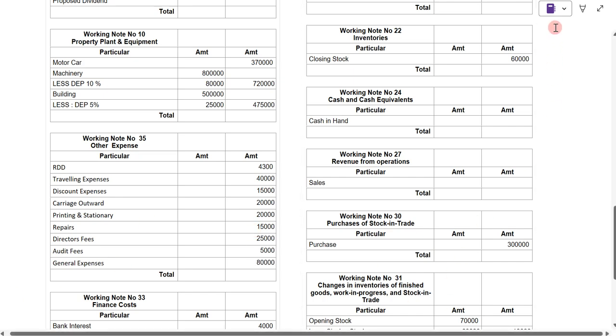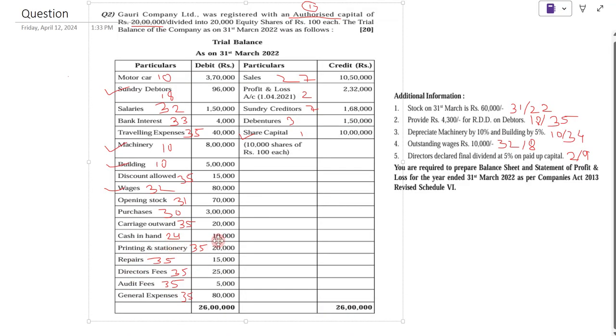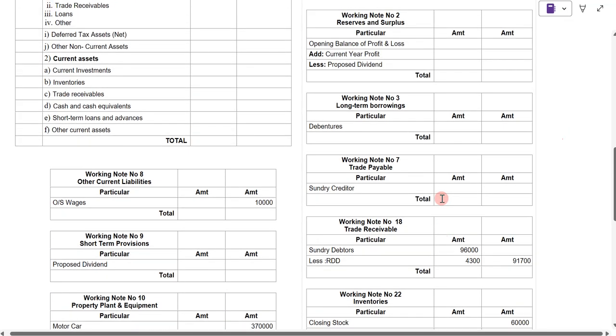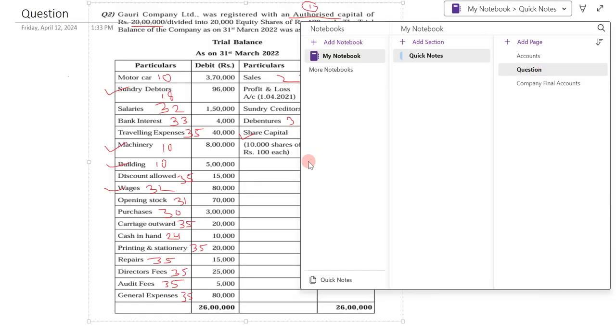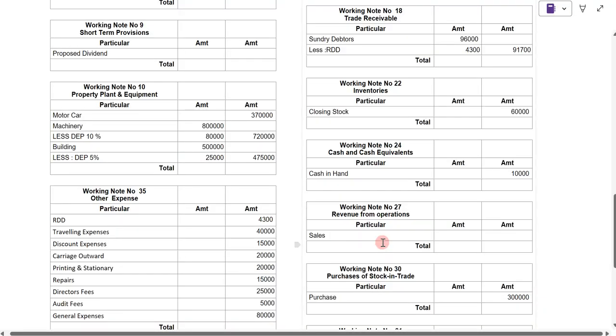Now what is remaining on the debit side? That is cash in hand, note number 24, 10,000. Written. Now next, sales, note number 27, that is revenue from operation. So the value is 10,50,000.